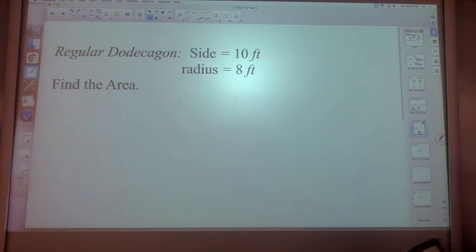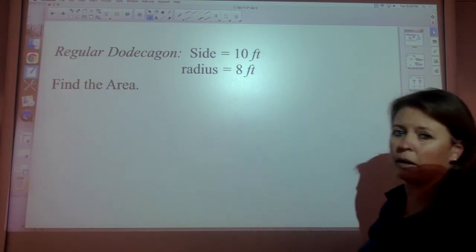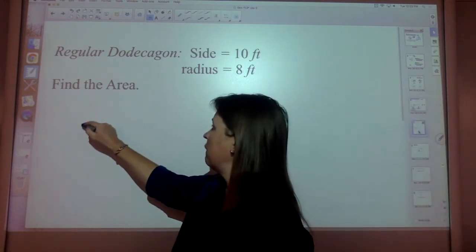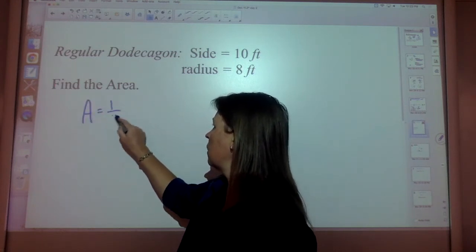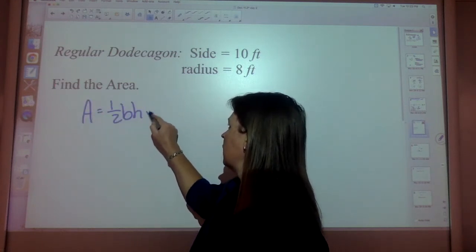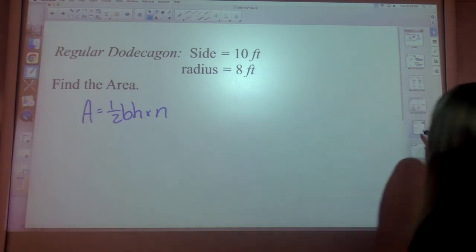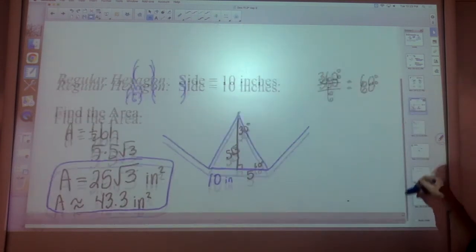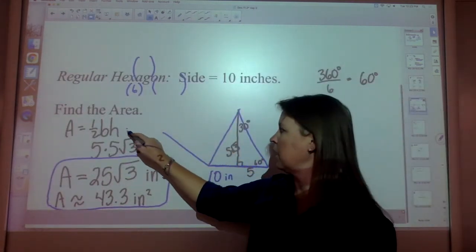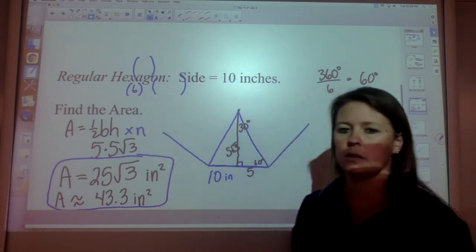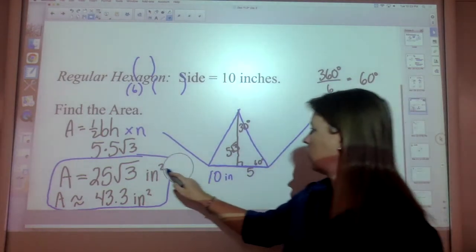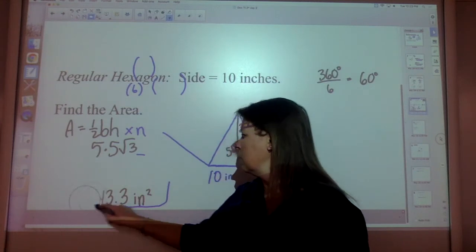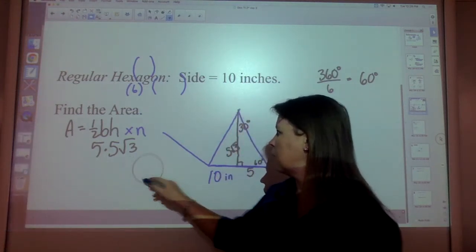All right, we've got 3 more total. How about a dodecagon? Regular dodecagon, the side is 10 feet, the radius is 8 feet. There's our vocabulary word. We've got to know that. Find the area equals 1/2 base times height. Times the number of sides. Let's back up. Times the number of sides. You were probably yelling at that at me, and I couldn't hear you through the screen. Times the number of sides.